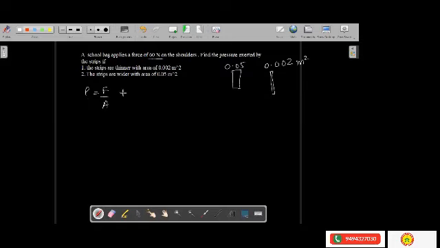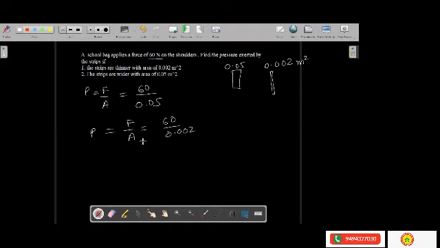Okay, so you can use here force as 60 divided by area, which is 0.05. So you will get the pressure for the first one. In the similar way, use the formula for the second one. So you will get pressure as force by area, which is 60 by 0.02.